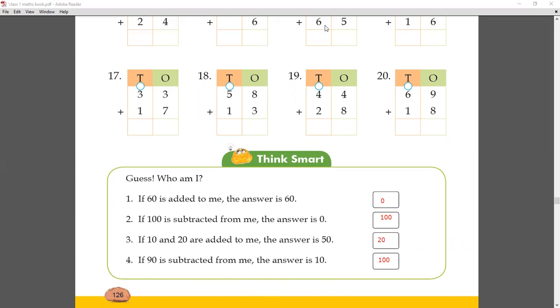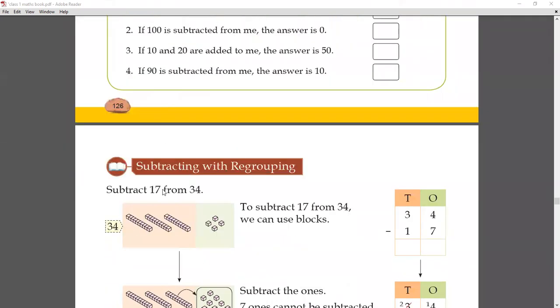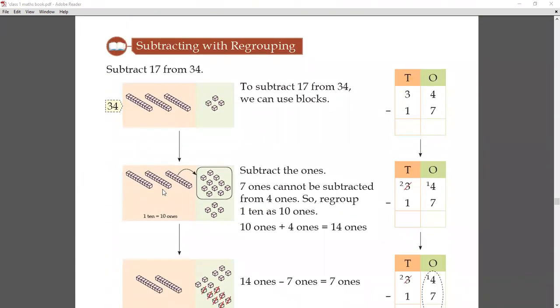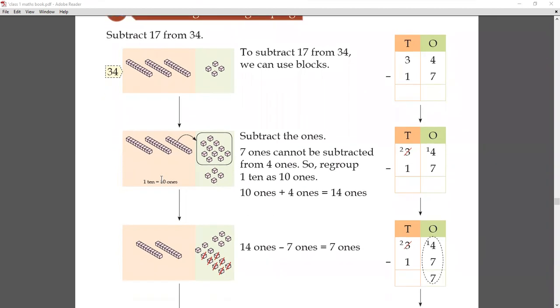Now moving to the next exercise, look at this. Yes, subtracting with regrouping. Subtract 17 from 34. What do we have to do now? We have to subtract 17 from 34. Okay, to subtract 17 from 34, we can use blocks. Okay, first we use blocks. So here is 30 sticks and 4 more blocks.